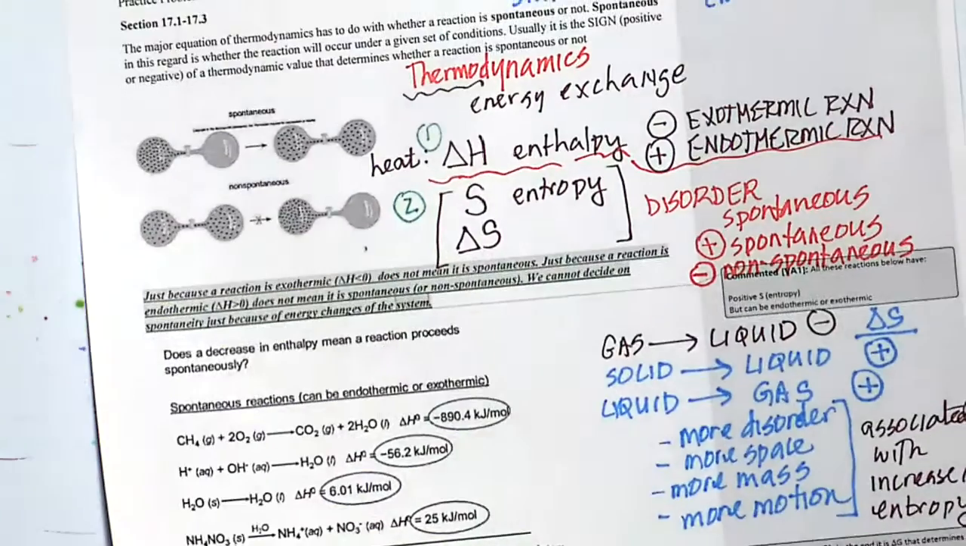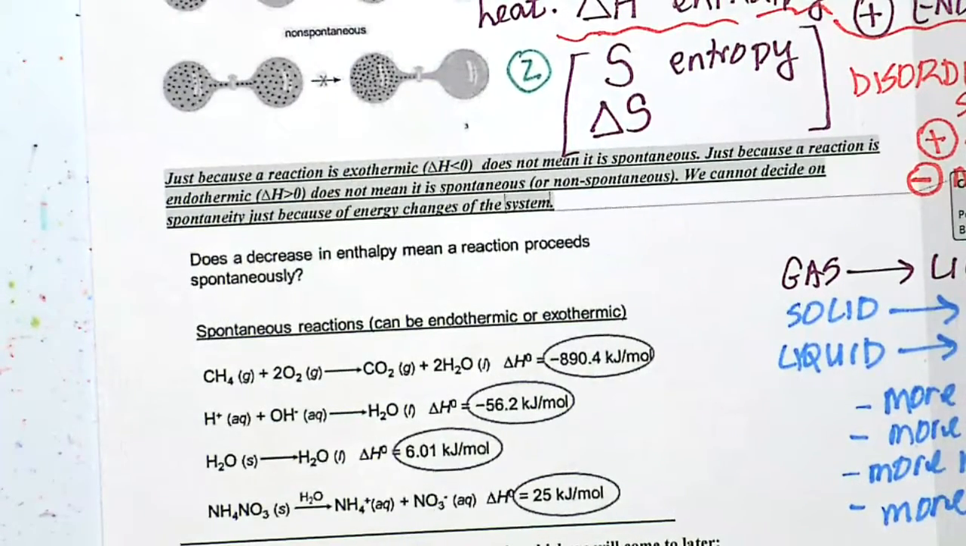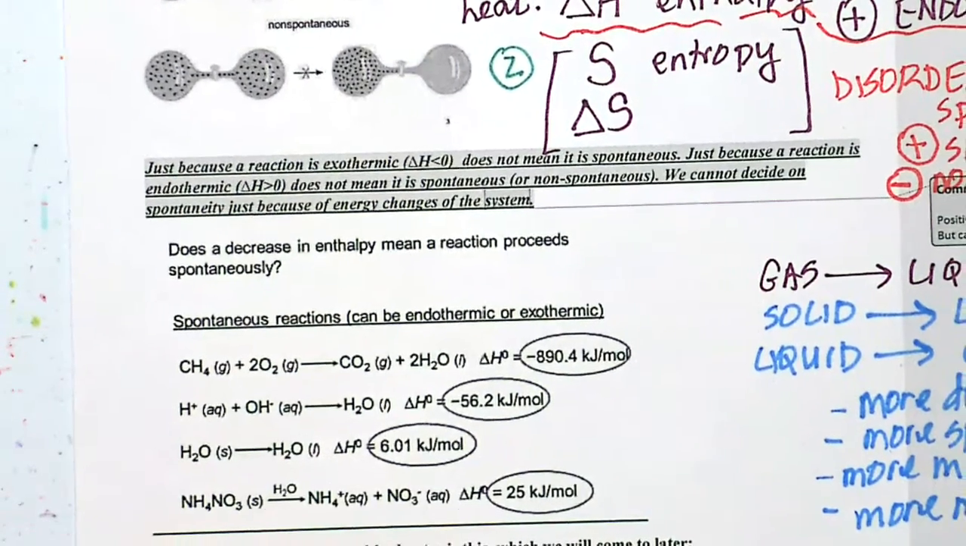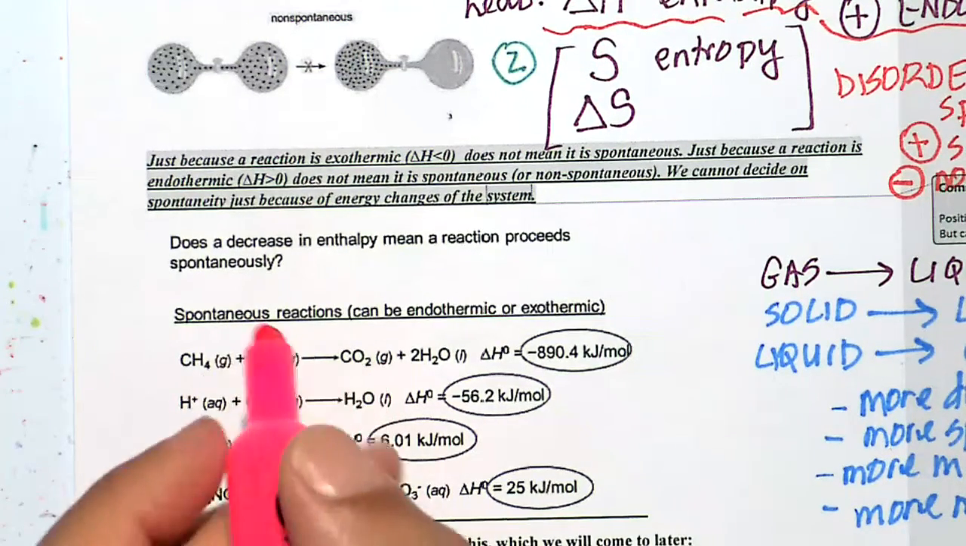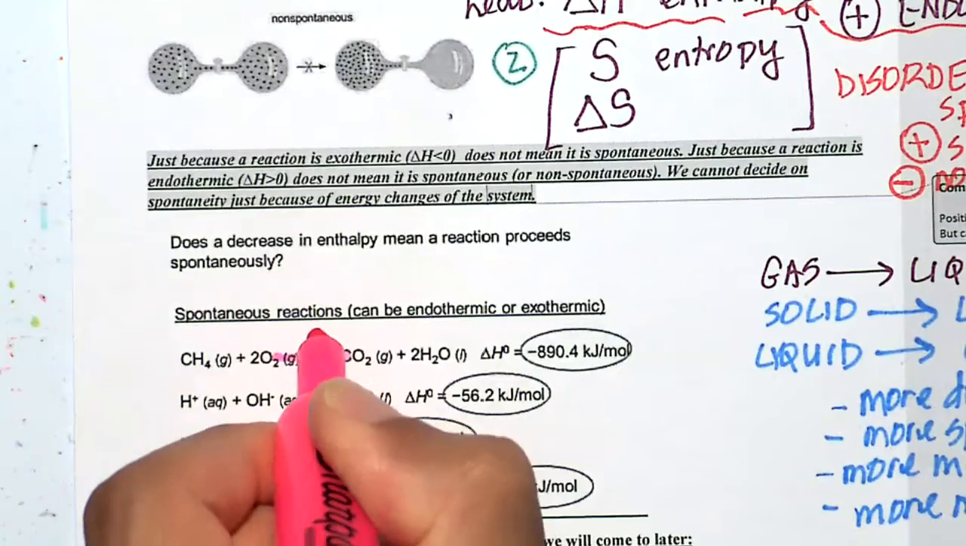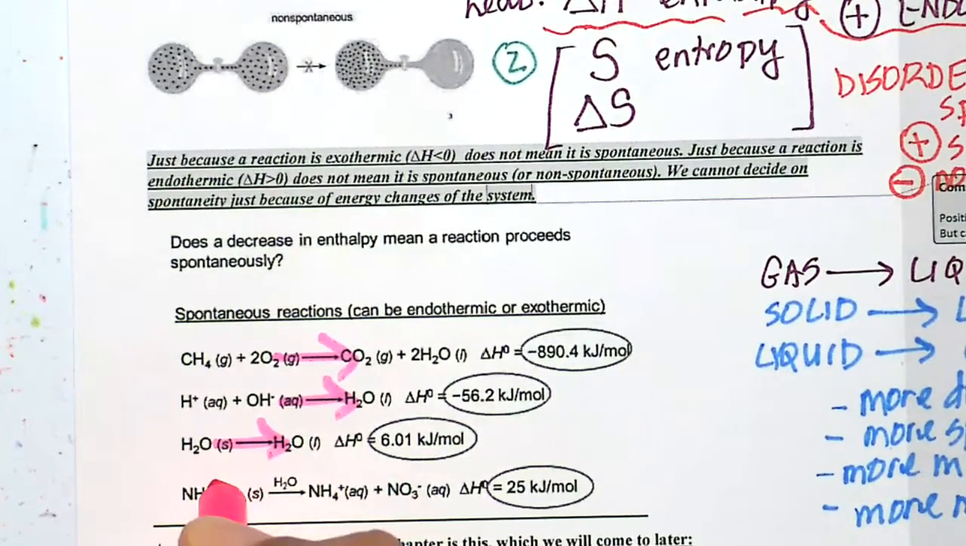All right, let me just go back to the very first page of our notes here. I just want to tell you something. I got here, just very quickly, 4 reactions. All right, so notice here the arrows are all going in one direction, which means there's no equilibrium.